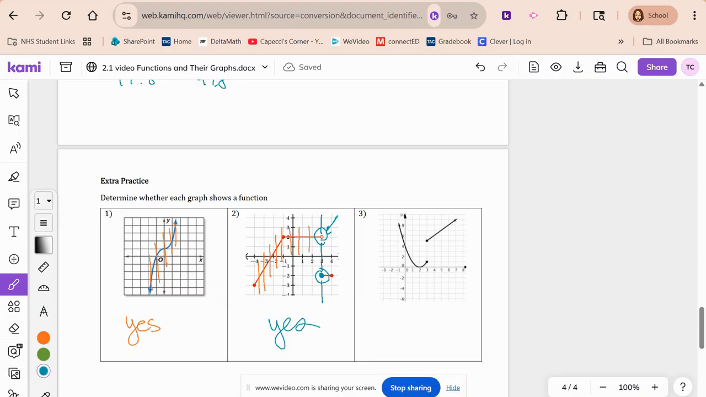Okay, as opposed to number 3, when we get here, do you see that? Both of them are closed, so that's not going to work. That's not a function.